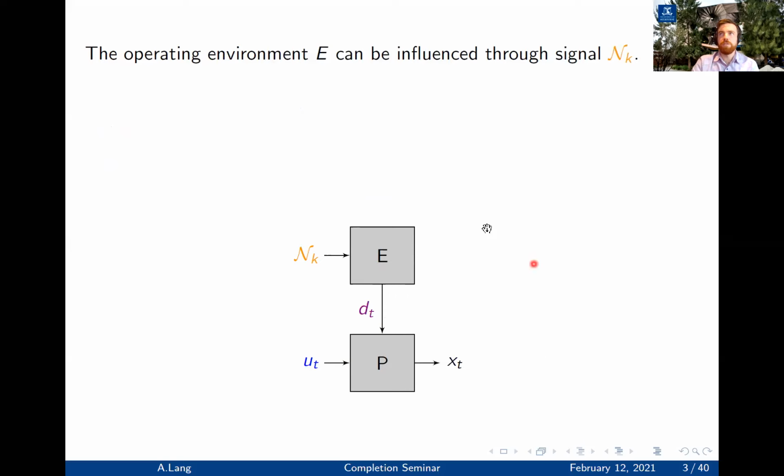So in the setup that we're considering, the environment can actually be influenced, and we're going to denote that influence signal calligraphic N, and it can be influenced into how it generates this disturbance dt. So there's some control over this through this influence over the environment. Later in the talk, I'll present an application that fits such a model.